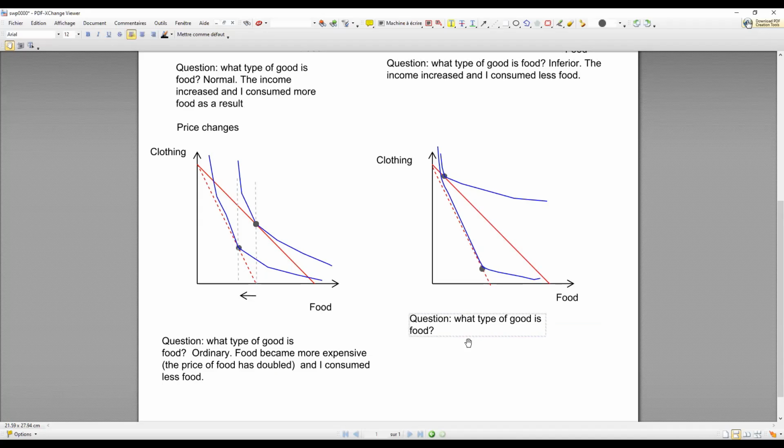Luxury has to do with income. If I'm rich, if I'm poor. This has to do with price change. Giffen? Yes, Giffen. It's very weird, but it can happen. In that case, you see that food became more expensive, so it's Giffen. The price change was the same: food became more expensive, and I consumed more food.